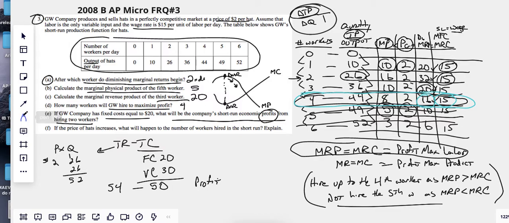All right, give me a second. Let me just get rid of that. Not 54. 52. Take the 52 minus the 50, and my profit's obviously $2.